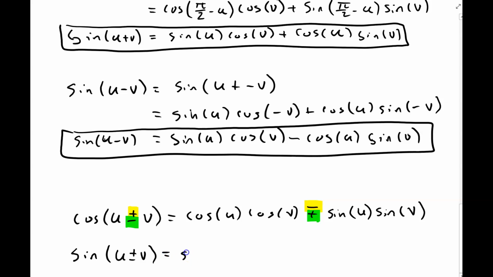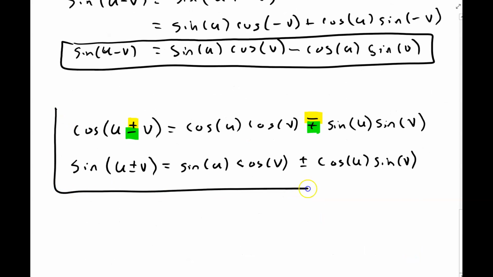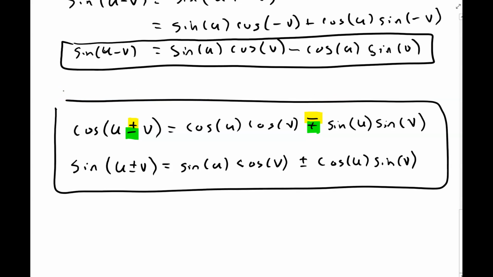So if we do the same thing for sine, this would be like the way it would appear on an identity sheet or whatever with the plus minuses. Everybody's okay so far?